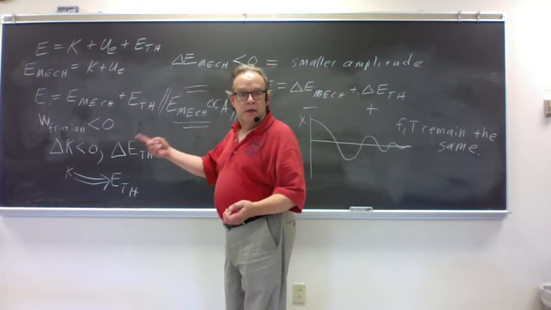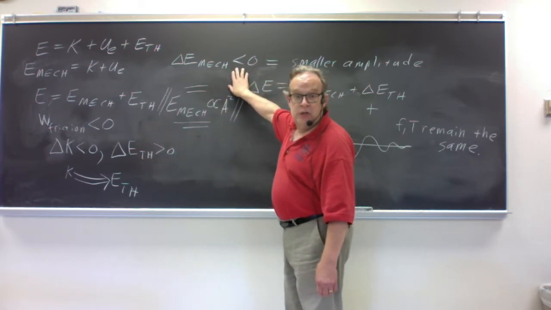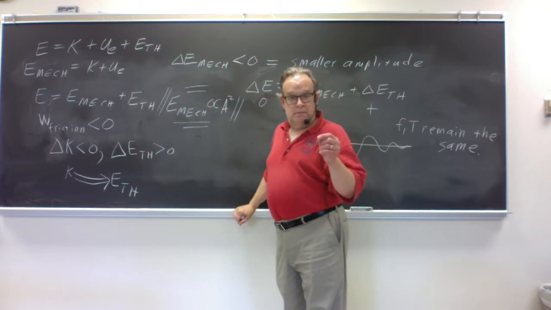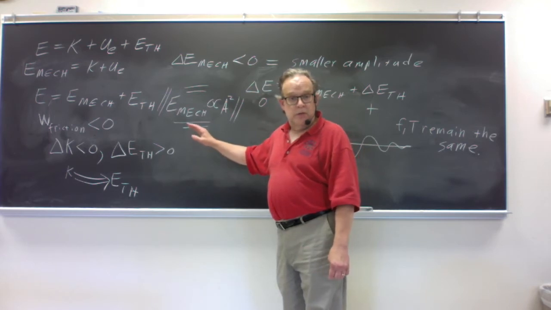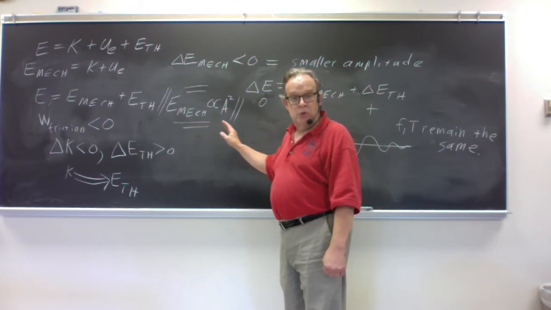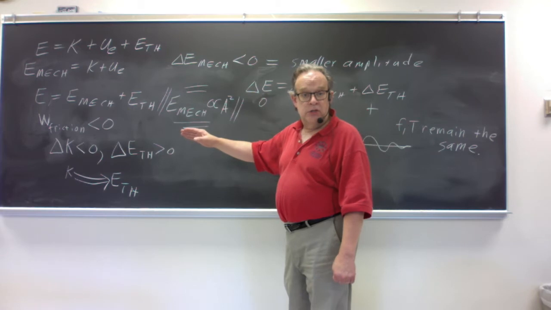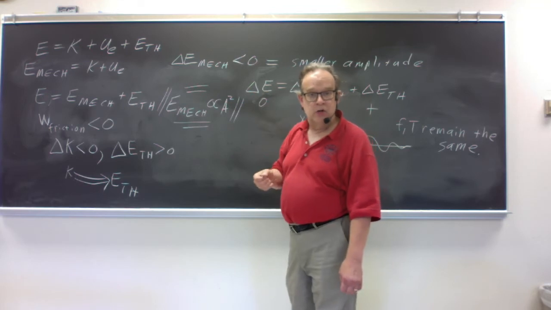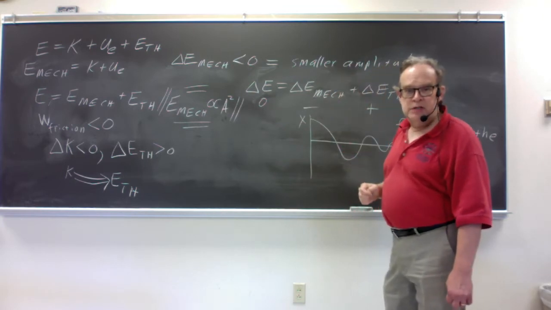So that energy is taken away from kinetic energy. In other words, it's taken away from mechanical energy, a negative change in mechanical energy. As we saw last time, one way of keeping track of mechanical energy is looking at the amplitude of the oscillation. We found that the value of the mechanical energy is proportional to the square of the amplitude. So if the mechanical energy decreases, like it does when friction does negative work, takes away some of that mechanical energy, then the amplitude must decrease, or smaller amplitude, as I say here.